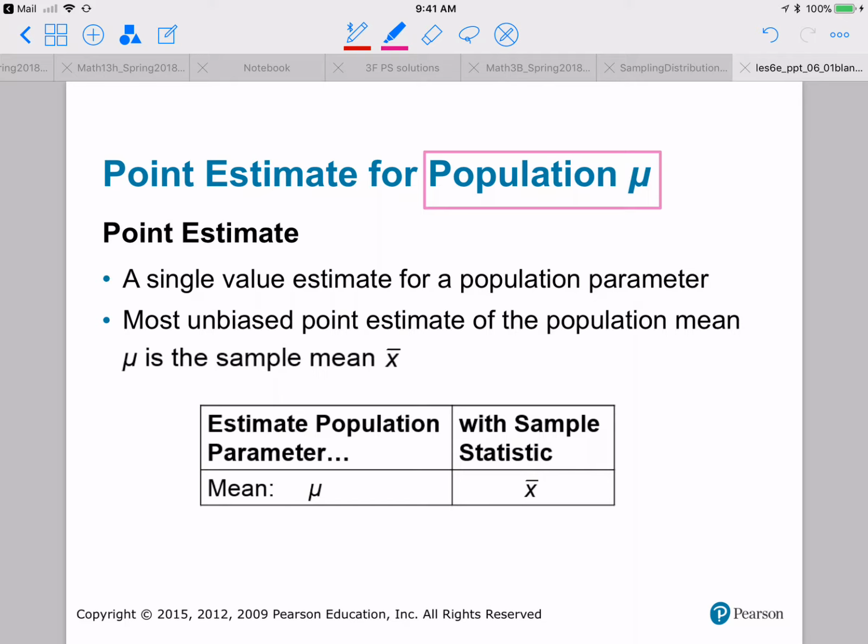And a point estimate, if I were to just ask you what's the best way to estimate a population mean, then you would probably answer me, the best way if you don't know the population mean would be to take a large, random sample that's representative as best as possible, and then use that sample mean. That's the best you can do in terms of estimating the population mean. So this is in fact what we would do. So the most unbiased point estimate of the population mean is the sample mean.